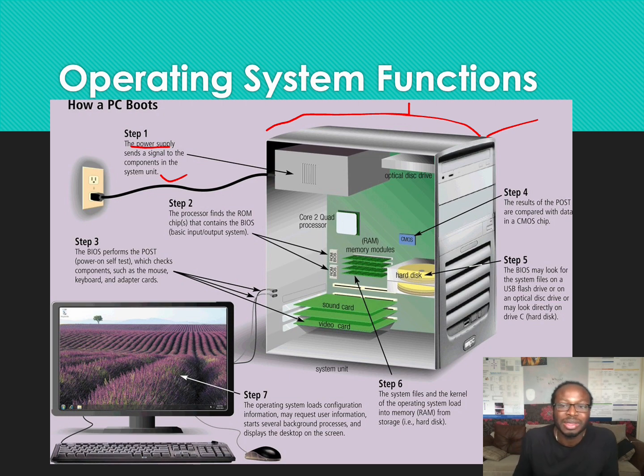Right, so after you plug in and you've got the electric signal going through the other parts of the system unit from the power supply, the processor will find the read-only memory. It's a read-only memory chip, and in this particular read-only memory, it actually contains the BIOS. The BIOS is the basic input and output system, right? So what is this basic input and output system about?